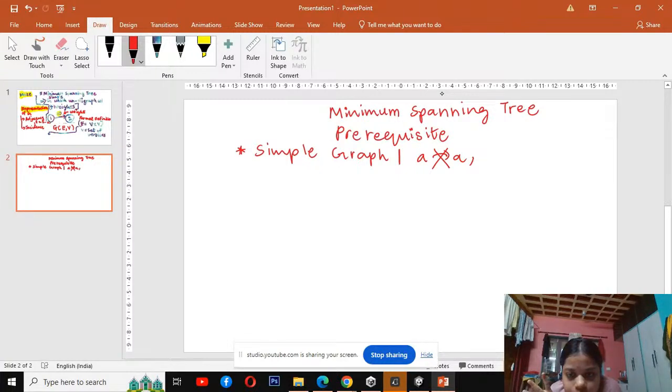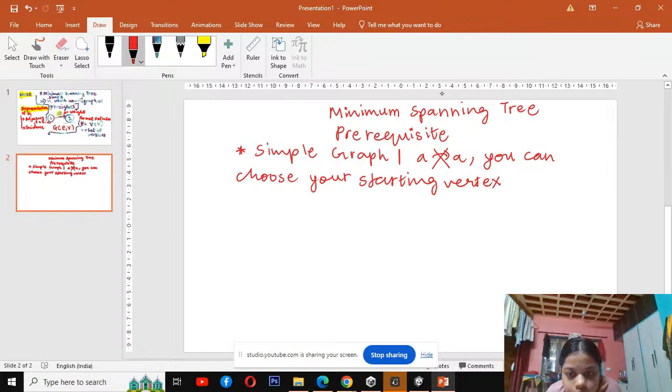Then you have, it's connected. What I mean by connected is there is a path from the starting vertex, such that you can choose your starting vertex, and it's connected, a path exists from the given starting vertex.